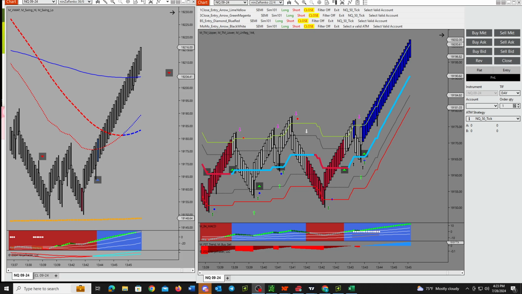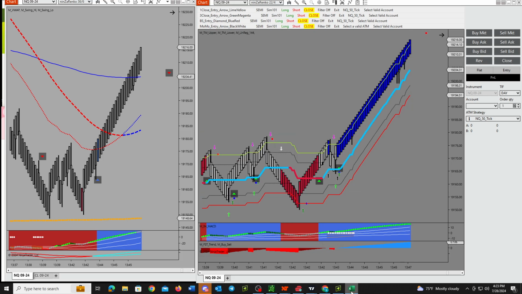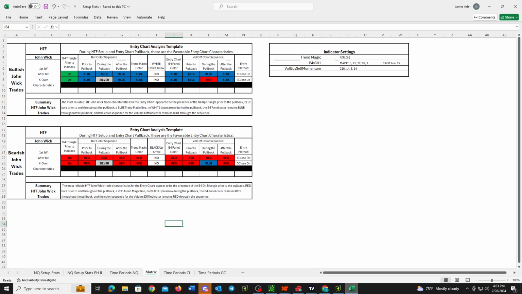Before we go any further, this is how I did it. I took the John Wick higher time frames and created a little matrix. For the bullish John Wicks, this is where my eyes are looking, and it looks like a lot. It's not. It's really like a millisecond. When you know what you're looking for, if you like this approach, you know these things come very, very quickly.